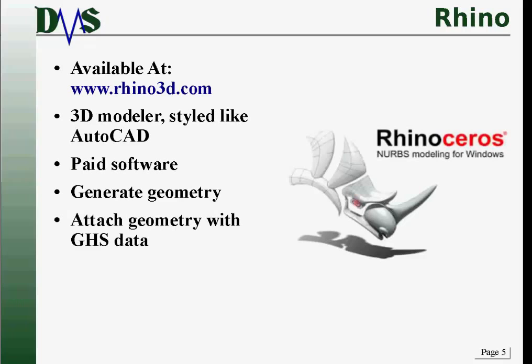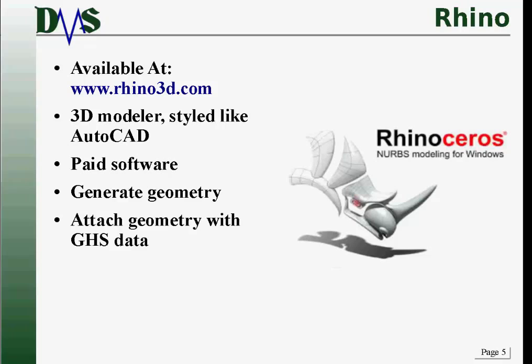So Rhino. You can buy this from rhino3d.com. When I last checked, they were retailing for around $1,000. If you are a student, you can get them for a cheaper price than that. But Rhino is much more than just an add-on to GHS. It's actually a program in its own right, a 3D modeler styled very much like AutoCAD. It is a paid software, as I said, but it's used to generate geometry.